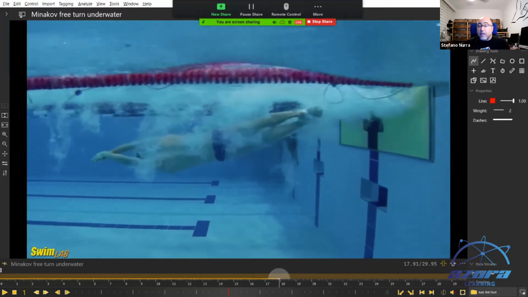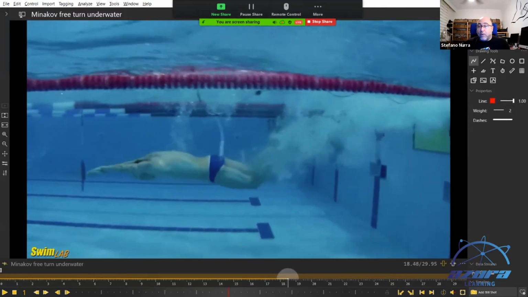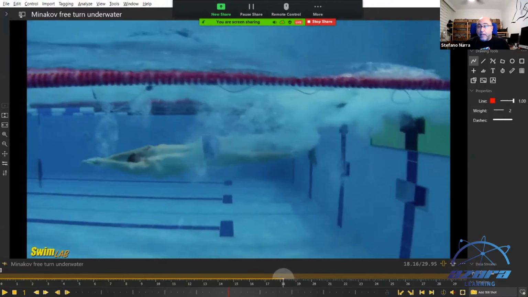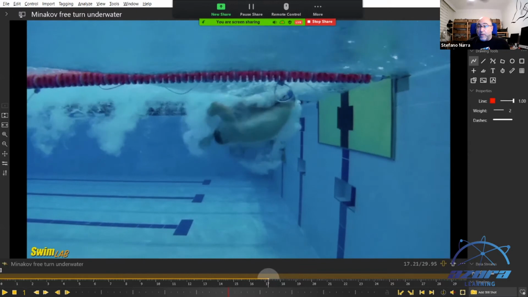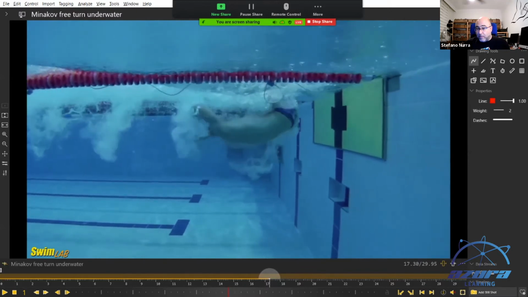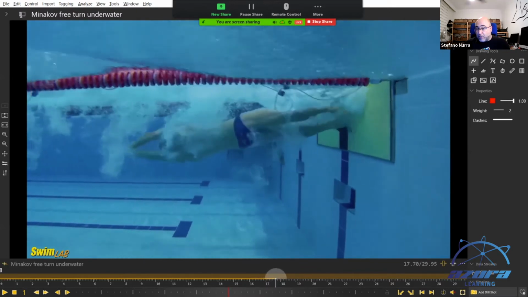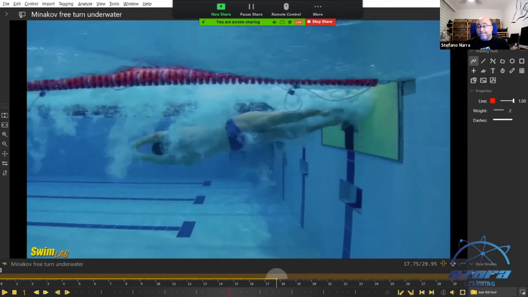How can I say? The turn with the back push, so the push from the backstroke position, could be a good action, a good movement. Could be. Because honestly, I see a lot of swimmers trying, but only few swimmers are doing a good job.